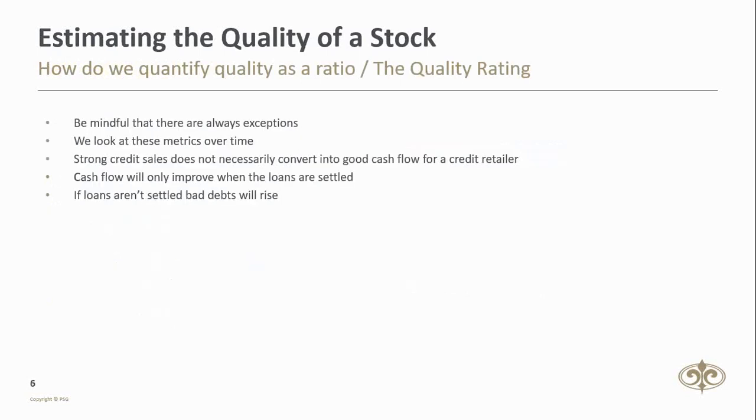But given the unique nature of each business and industry, there are always exceptions to these measures. In an attempt to mitigate this, we look at these metrics over time. A good example is a credit retailer. If the company has strong sales in a particular year, which is a good outcome, we would expect that earnings would not be converted into cash. However, cash flows would occur over time as these accounts are paid off. If not, this could indicate that there's a rise in bad debts in the business.